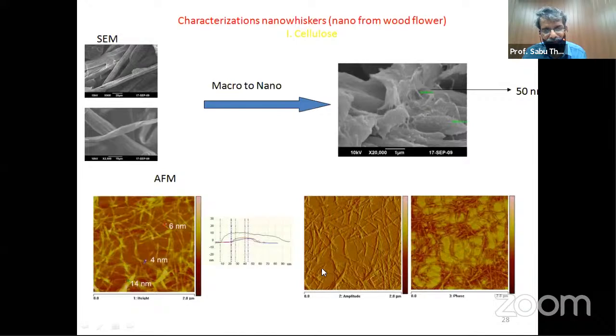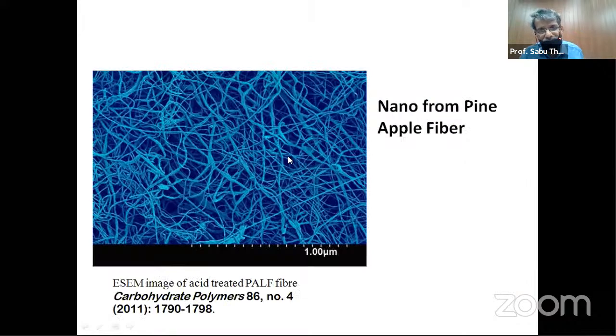You see, my PhD student made nanocellulose from wood waste. Look at our Brazilian work. Bibin has gone to Sao Paulo. We have a cooperation with Sao Paulo. Look at the nanofibers just made from banana leaves.